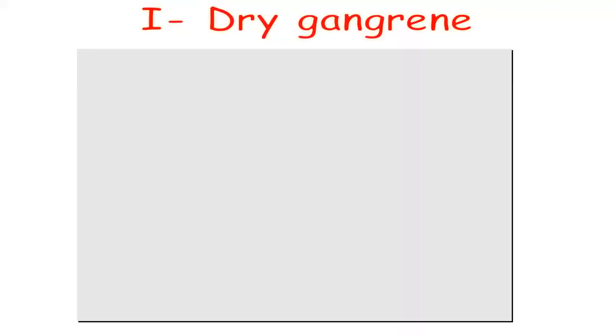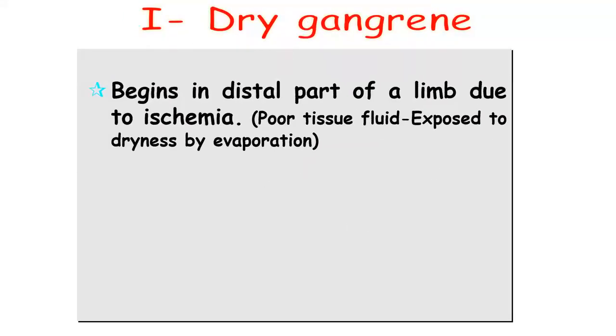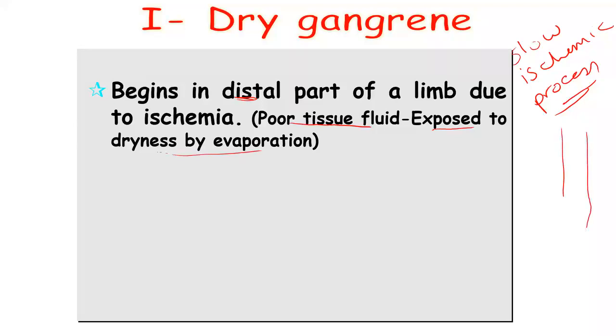Dry gangrene begins in the distal part of the limb due to ischemia. So dry gangrene is a slow ischemic process. It starts usually in the distal part of the limb because there is poor tissue fluid and it is exposed to dryness by evaporation. So if I have the lower limb like that, it will start in the toe, which is much away from the blood vessel that shows atherosclerosis and narrowing. So this is the most ischemic part.